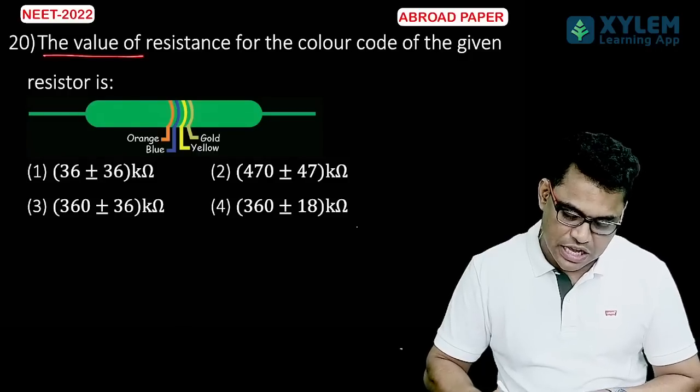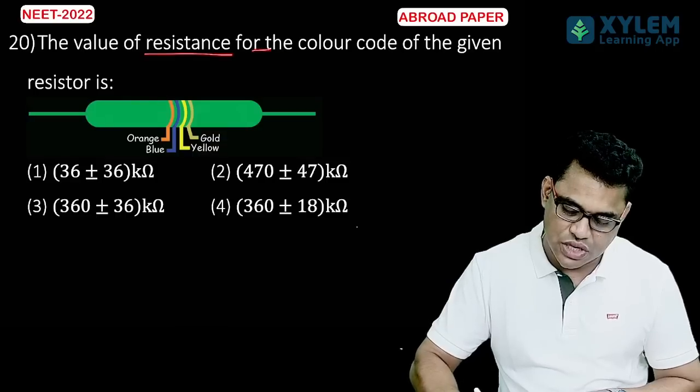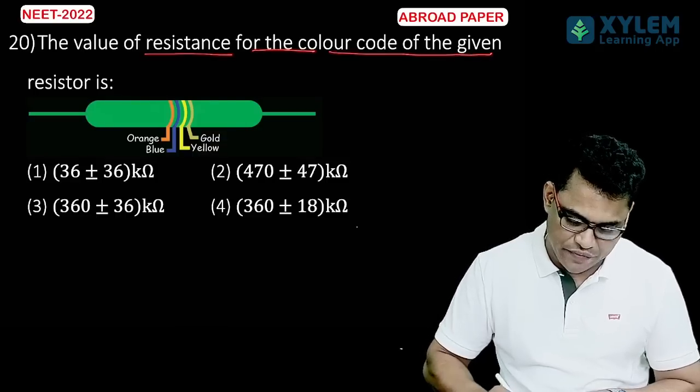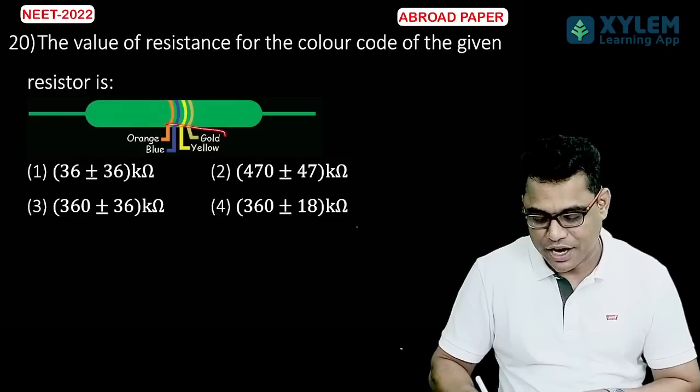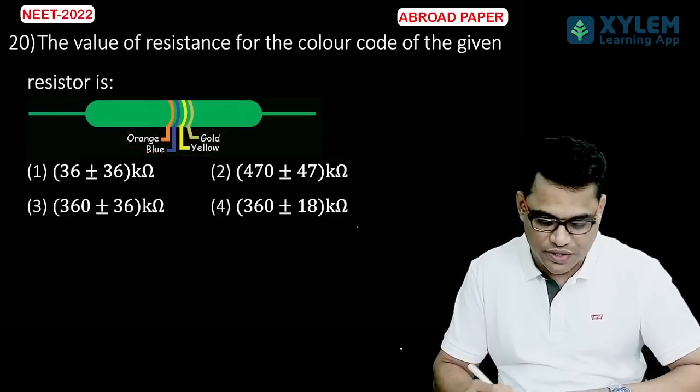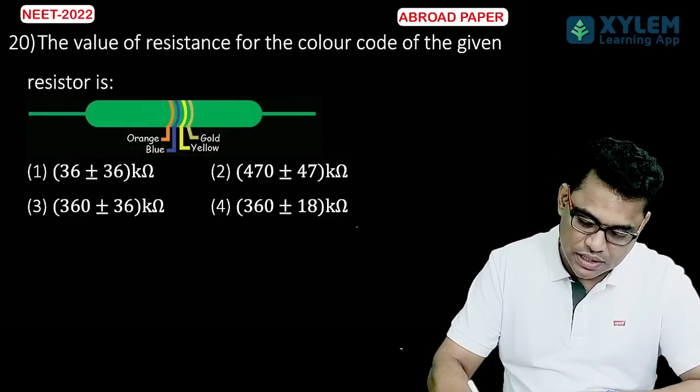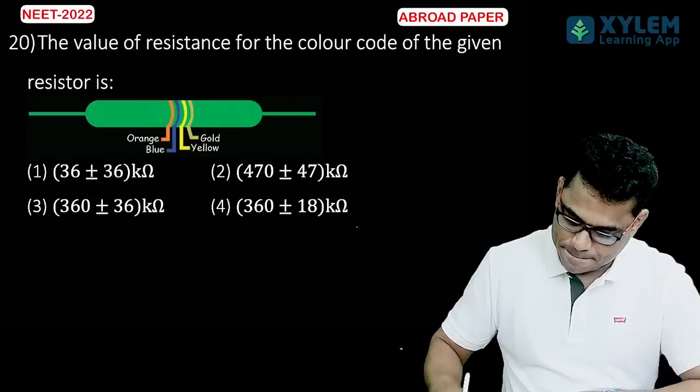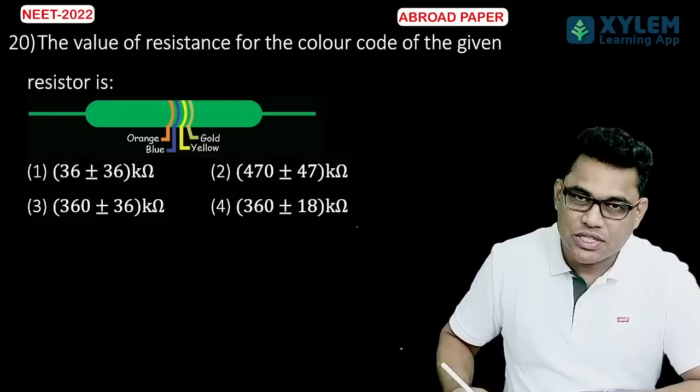Next one, the equivalent value of resistance for the color code of a given resistor is. From the color code, we need to find out the value of the resistance. You know the mnemonic to do this. What is that?